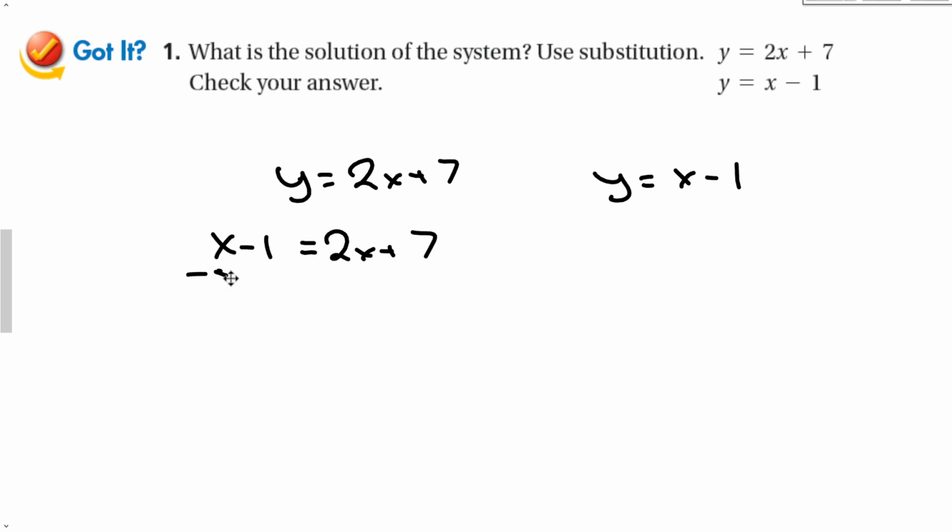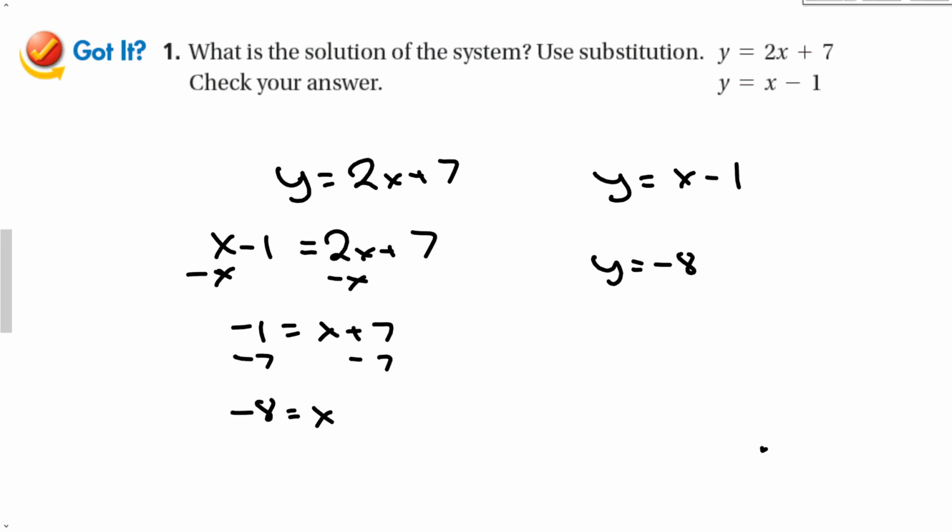Subtract x from both sides to give me negative 1 is equal to x plus 7, and subtract 7 from both sides to give me that x is negative 8. Then I can plug it into either one. The x minus 1 looks a little bit simpler, so y is equal to negative 8 minus 1, which is y equal to negative 9. And my answer as a point is negative 8 comma negative 9.